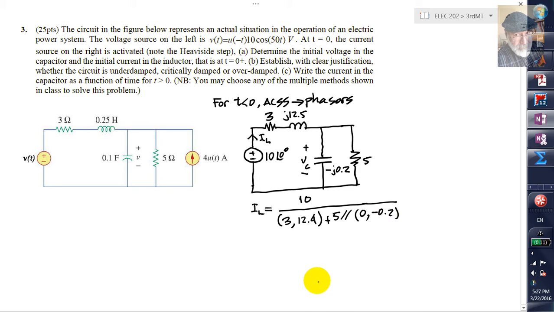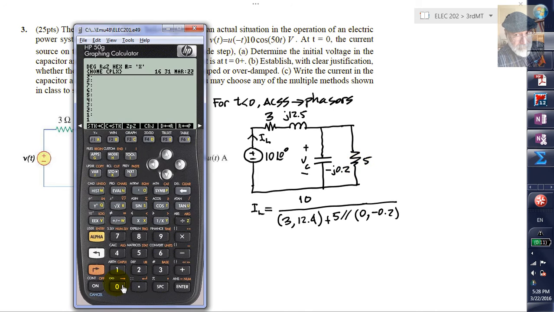If that is the current in the inductor, it is the value of the source, 10 with 0, which is 10, divided by this impedance, 3 plus j12.5, plus the parallel of this capacitor and that resistor. Use your calculator and find what is the value of that phasor.